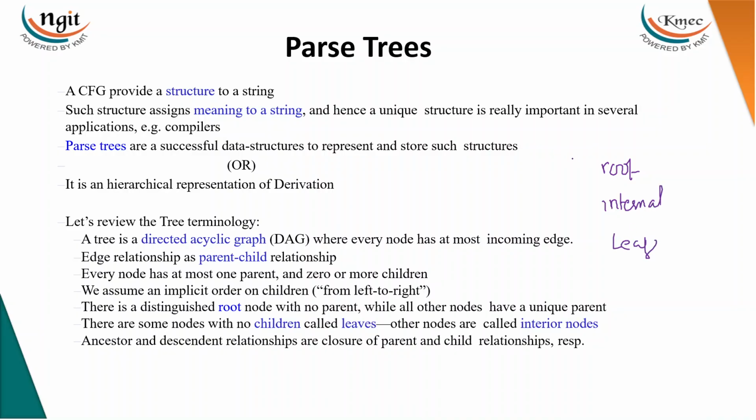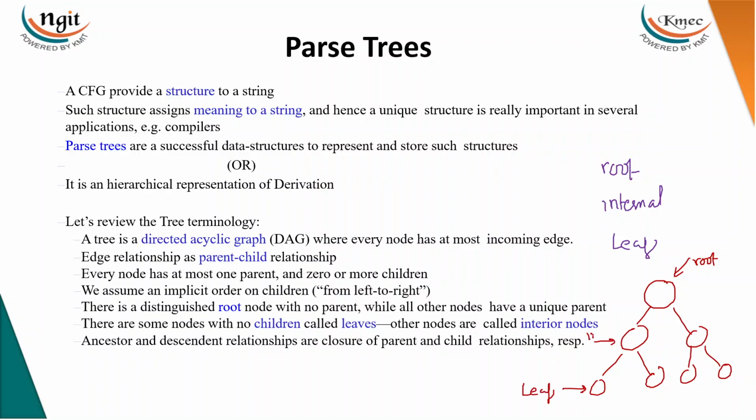So what does root node mean? The node which does not have any parent is called the root node. For example, this one has children but no parent, so it is the root node. Leaf nodes are the nodes which do not have any children. And an internal node is a node which has both a parent and children. It can also be called a directed acyclic graph, with at most one incoming edge.